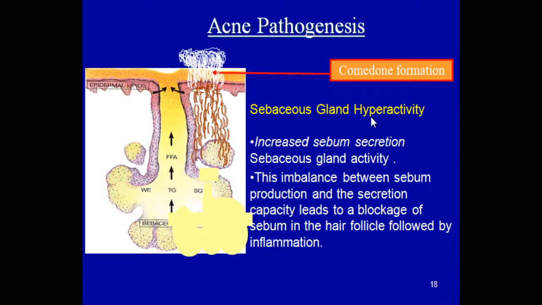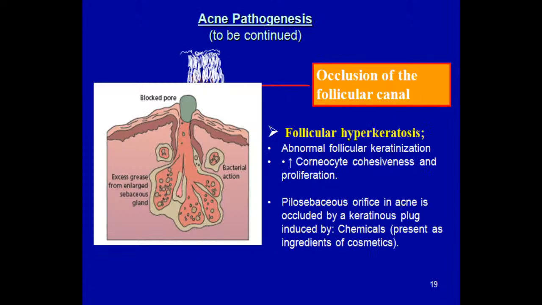Sebaceous gland hyperactivity. Increased sebum secretion: the imbalance between sebum production and the secretion capacity leads to blockage of the sebum in the hair follicle, followed by inflammation. Occlusion of the follicle canal. Follicular hyperkeratinization, abnormal follicular keratinization, keratinocyte cohesion, and proliferation. The pilosebaceous orifice in acne is occluded by a keratinous plaque induced by chemicals present as ingredients of cosmetics.